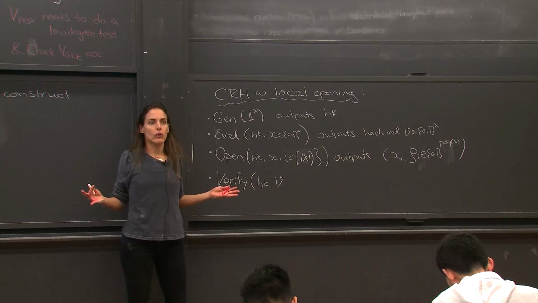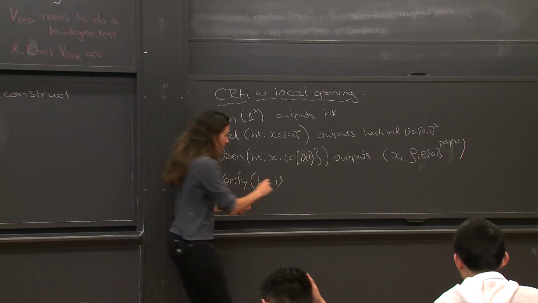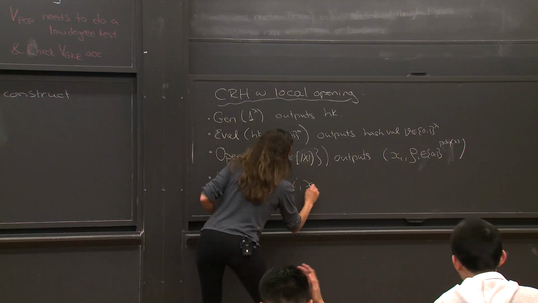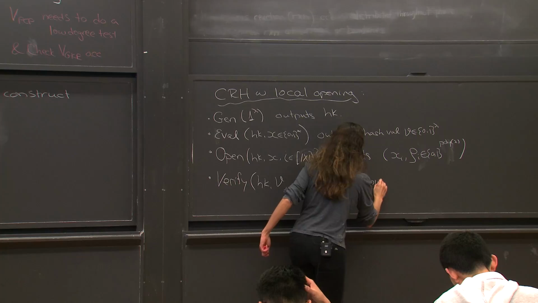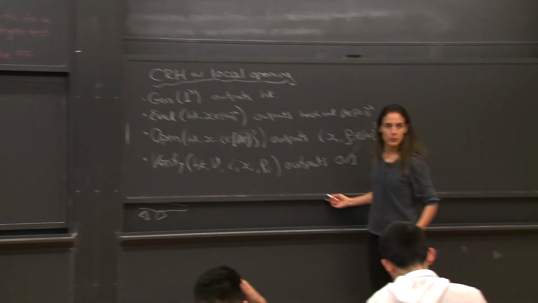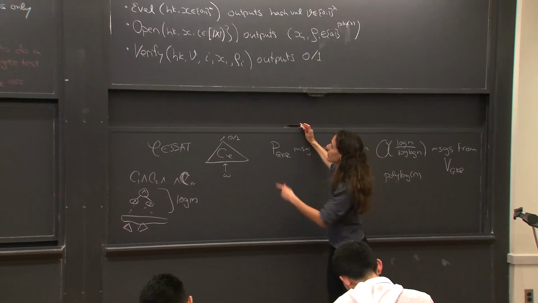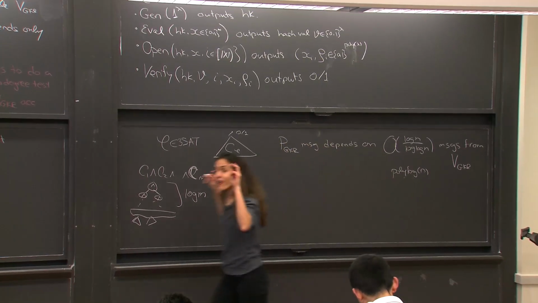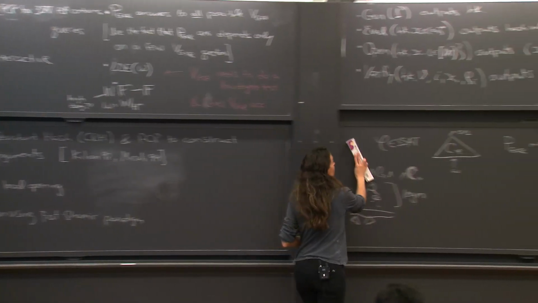How do I know it's good? I take my hash key, the value that you gave me, xi, and rho i, and this algorithm outputs 0 or 1, namely accept or reject. So I can verify whether the row is a valid opening. And now, what are the guarantees?